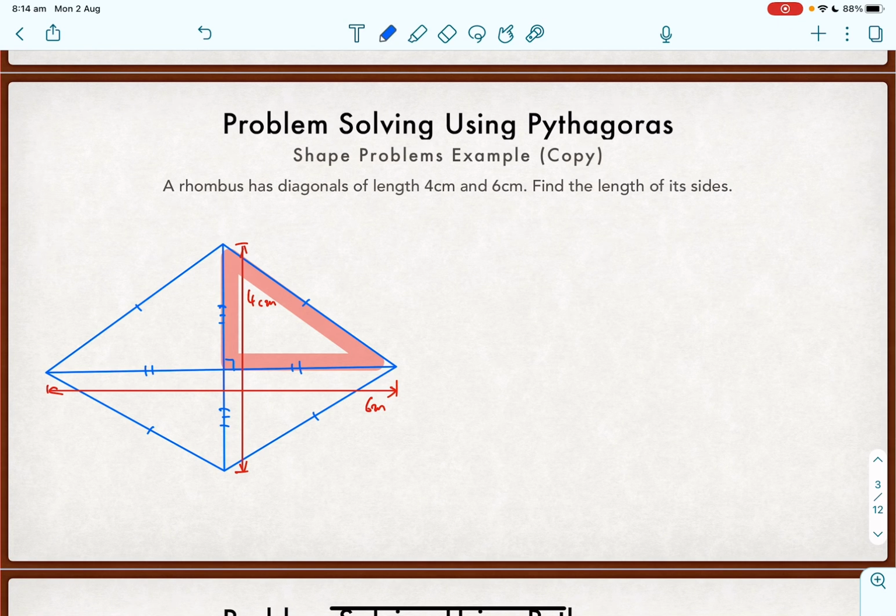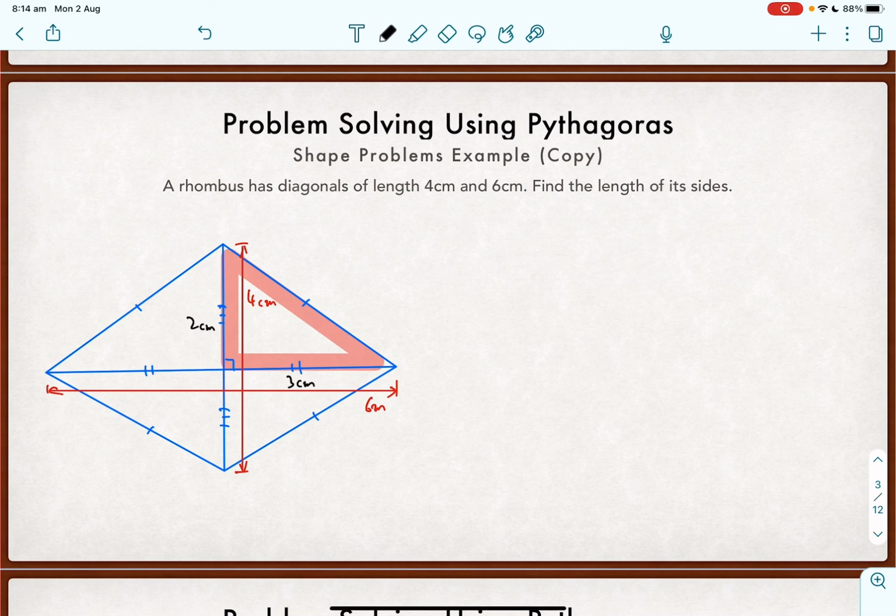How do we know the other two sides? Well, let's have a look at this. The total diagonal is 4, and it is cut into two halves, so each half is 2 centimeters. So that means it's 2 centimeters here. Similarly for the other one, the total length is 6, and it is cut in half, so each side is 3 centimeters.